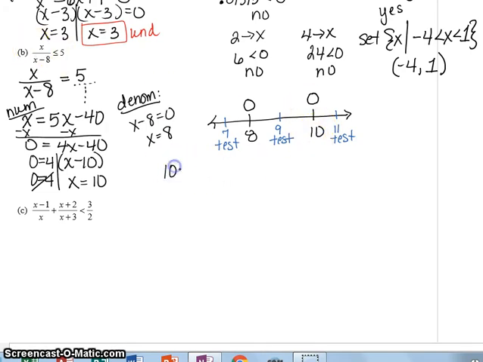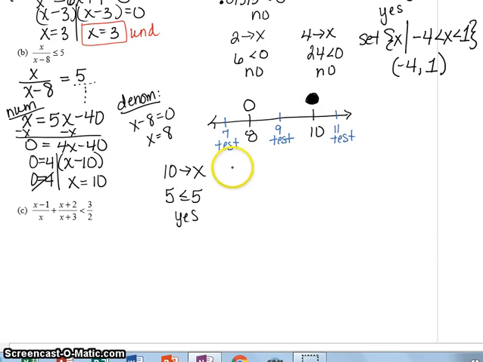So let me write 10, stored as x. I get 5. Is 5 less than or equal to 5? Going back here to this original inequality, the answer is yes. So that means you would shade the 10 in. Okay? It's included because that one worked.